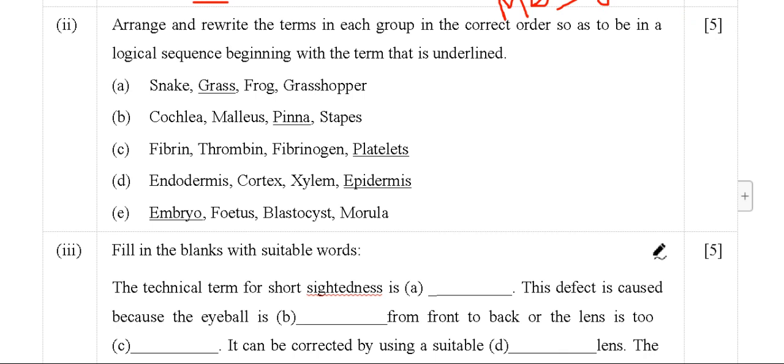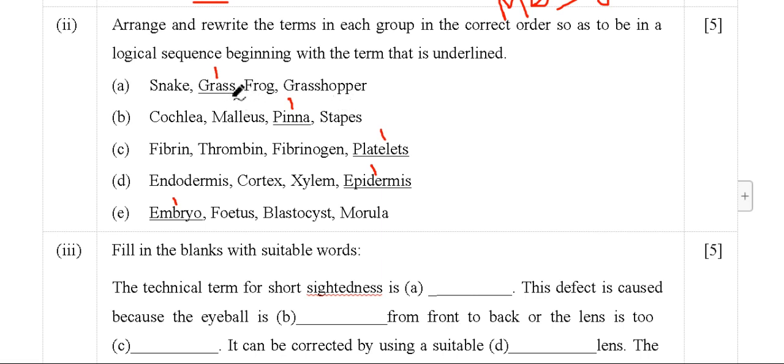Next. Arrange and rewrite the terms in each group in the correct order so as to be in a logical sequence beginning with the term that is underlined. So we need to first start with this underlined part. So I am writing 1 for each case. We need to start from there. Okay, now see how we can arrange them in logical sequence. So grass, that is indicating one food chain. So grass will be number 1. Whenever in the exam you write, you write arrow, grass, arrow, then the next part, you give arrows. So I am giving here instruction through numbering. So don't follow that, you follow the arrangement only, but don't write this way.